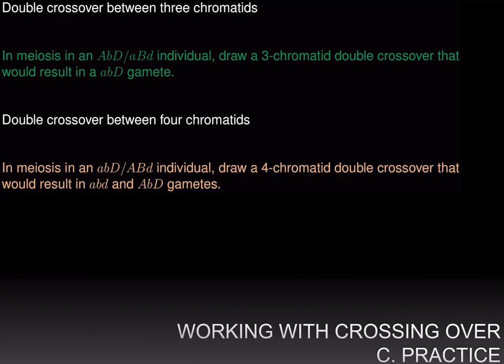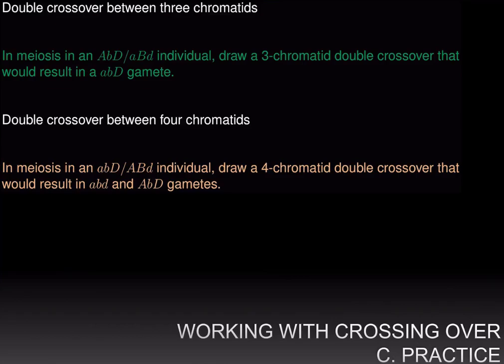For 4 chromatids in meiosis in a little a, little b, big D over big A, big B, little d individual, draw a 4 chromatid double crossover that would result in little a, little b, little d and big A, little b, big D gametes.